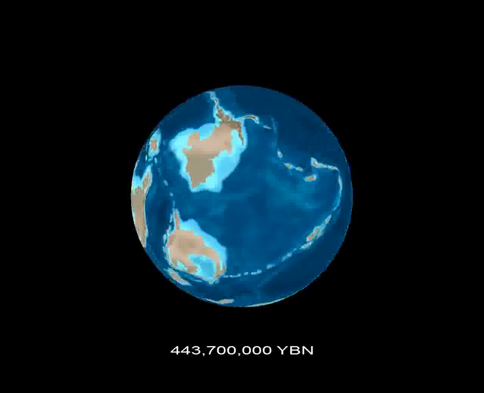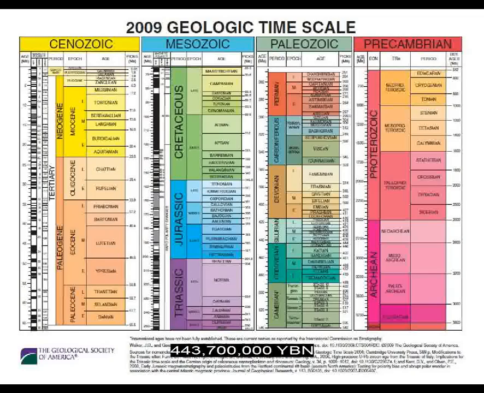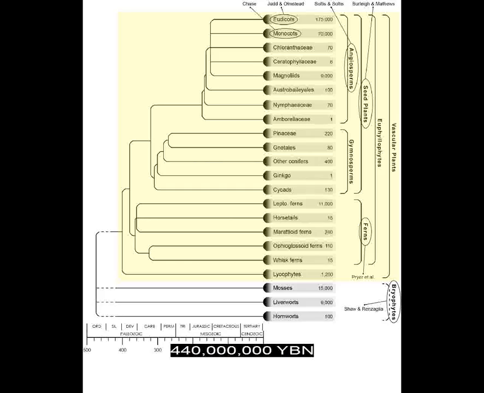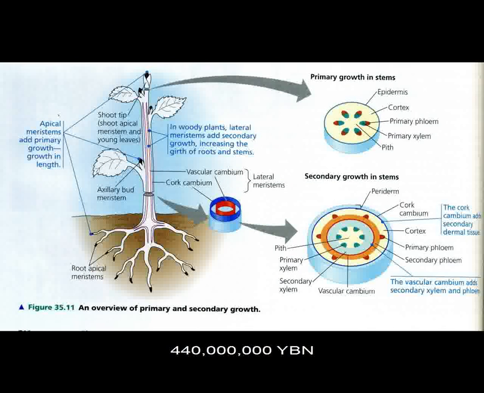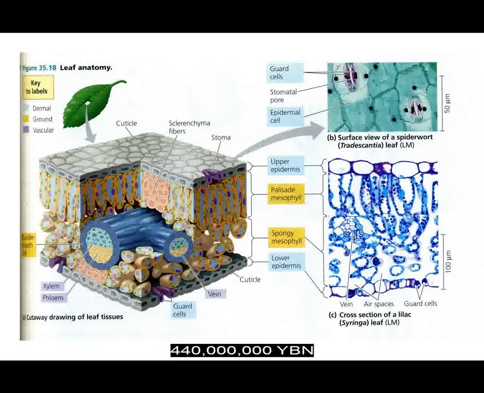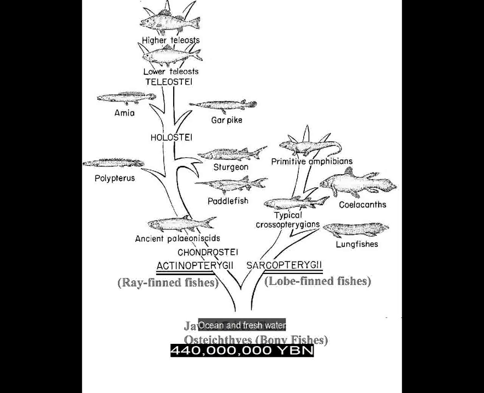The end of the Ordovician and the start of the Silurian period. The vascular plants evolve, the phylum Tracheophyta. Vascular plants have a specialized conducting system consisting mostly of phloem, food-conducting tissue, and xylem, water-conducting tissue, collectively called vascular tissue. The jawed fishes, bony fishes evolve, Osteichthyes, the ancestor of the rayfin, lobefin, and lungfishes.